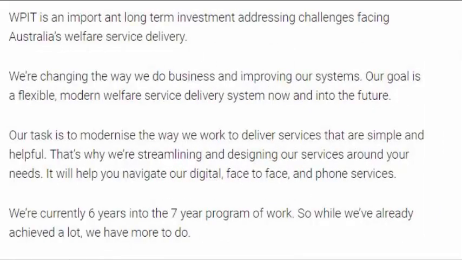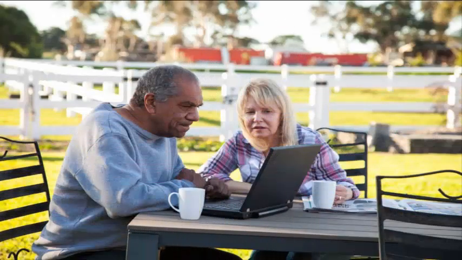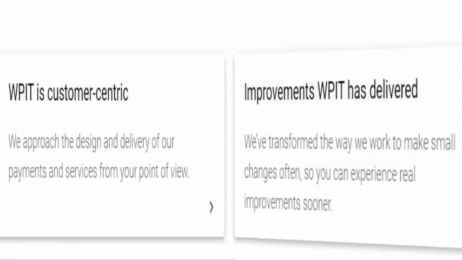So basically, Wpit is an important long-term investment addressing challenges facing the Philippines' welfare service delivery. We are changing the way they do business and they are improving the system. The goal is a modern, flexible welfare service delivery system for now and the future. The important task for them is to modernize the way they work to deliver services that are simple and helpful. That's why they are streamlining and designing the services around the needs.